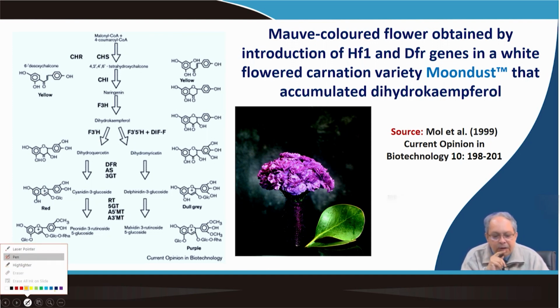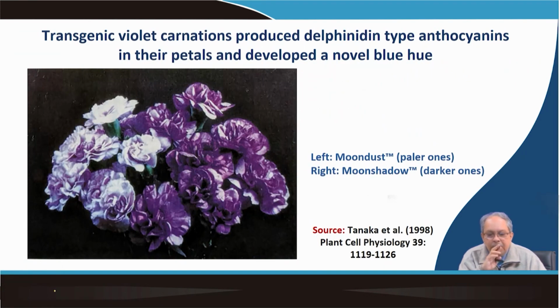So, when DFR was used, dihydrokaempferol accumulates, and normally, if dihydrokaempferol accumulates, it makes white color. But here, particularly when they used a DFR from different sources, this leads to the formation of a novel color in this carnation. Okay. And next is the transgenic violet carnation that produced delphinidin type of pigments.